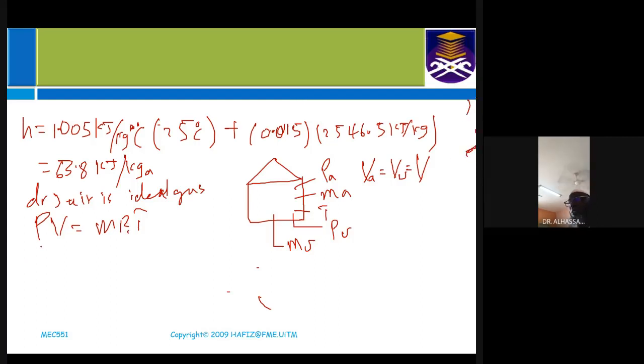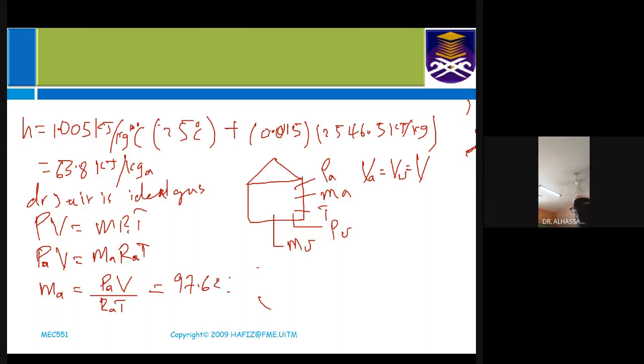let's proceed. So here we can clearly define that PA times V equals to MA RA. Yes, the ideal gas constant for air, dry air, is different from that of water. So MA now gives me PA times V divided by RA times temperature. So this gives me 97. Partial pressure for the dry air is 97.62.